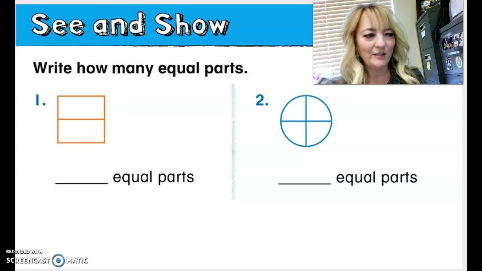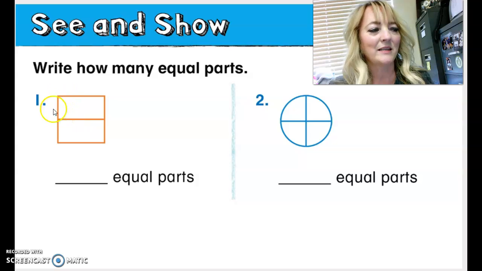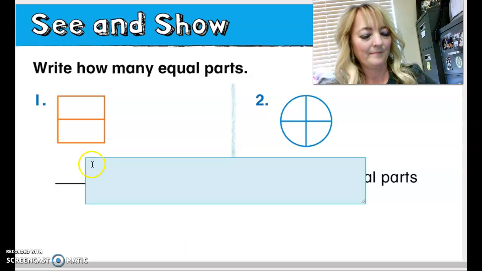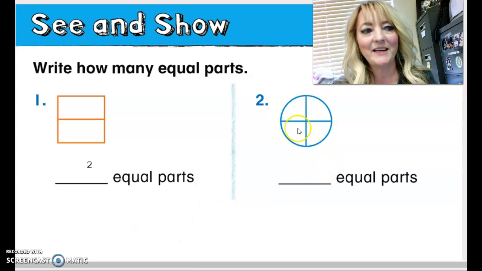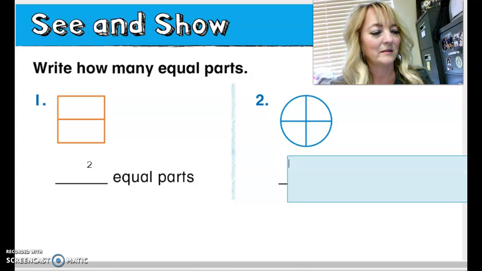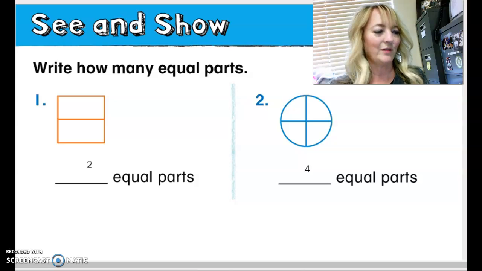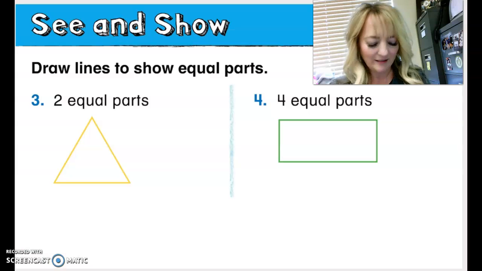Okay, now we're going to write how many equal parts. So look at number 1. You can see this square made of 2 equal parts. So we'll say 2 here. And then here you have a circle, but it's divided into 1, 2, 3, 4 equal parts. Okay, so go ahead and write your 2 and your 4 there.